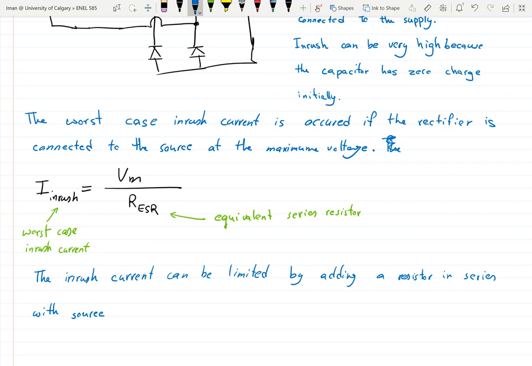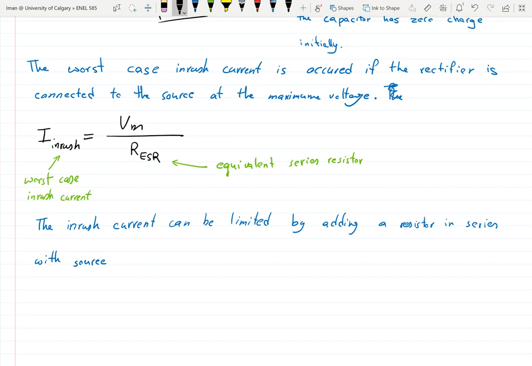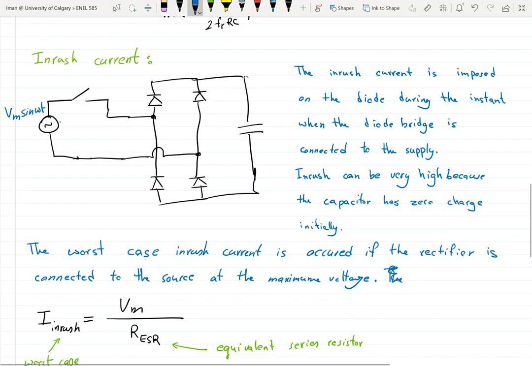So if you have a resistor, for example R inrush, your I inrush would change to Vm divided by R S plus R inrush, that resistor that you put in series here.